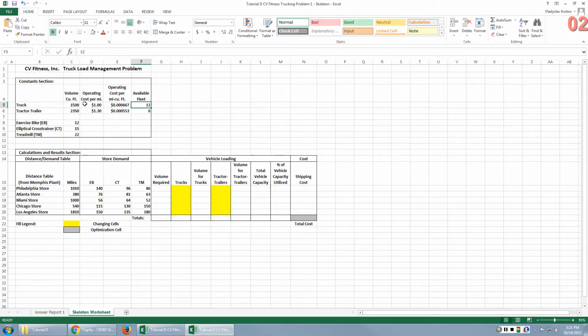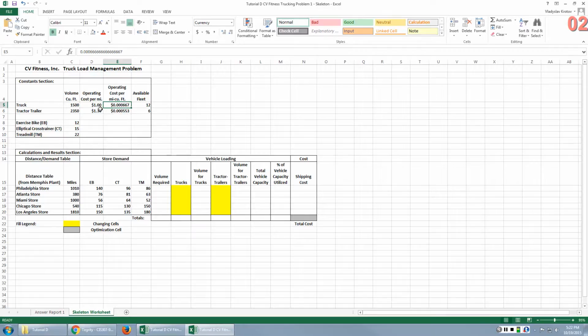Now, each of those vehicles has a different operating cost. It will cost you $1 per mile to use a truck to ship something, and it will cost you $1.30 per mile to ship something using a tractor trailer. In other words, if you're loading a truck and you want to use this truck to ship cargo over 1,000 miles, then the operating cost per mile will be $1, and the total cost for this trip for the truck will be $1,000. And here you have operating cost per mile per cubic feet.